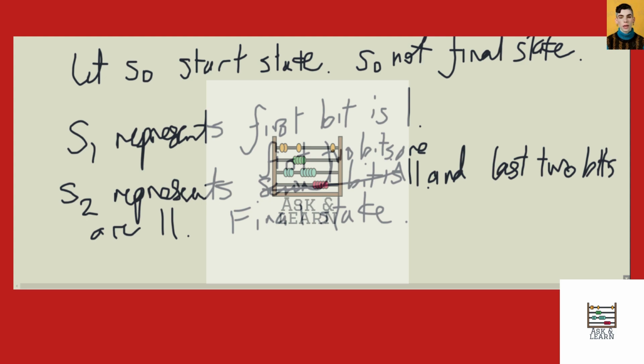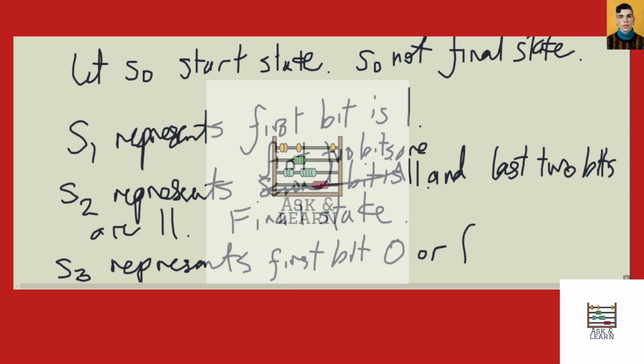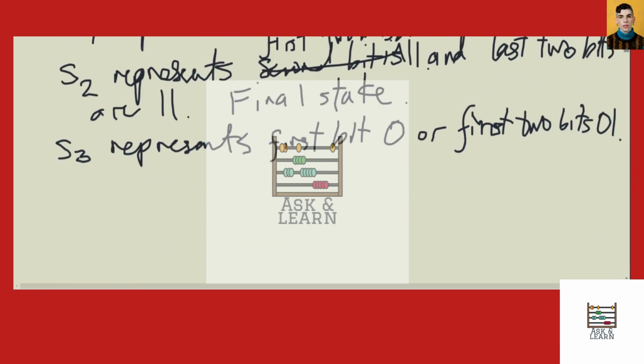S3 represents that the first digit is 0, where the first two digits are 0, 1. First bit 0, or first two bits are 0, 1. This is not going to be a final state.